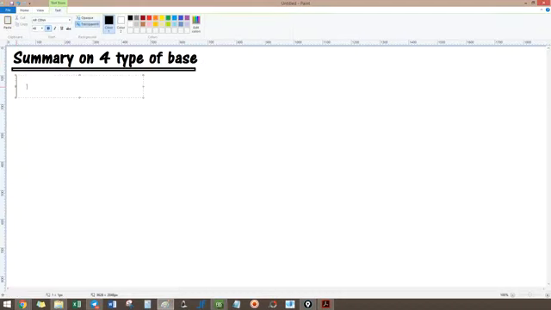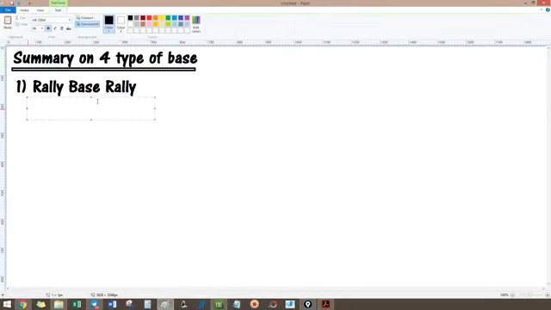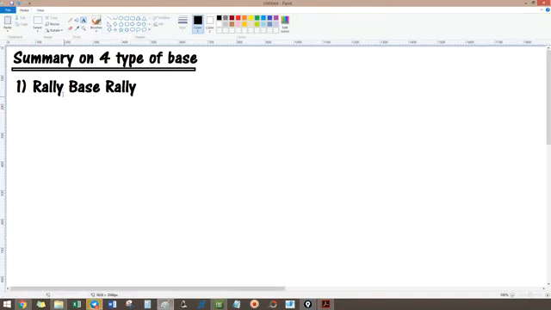So for rally base rally, number one, take rally base rally. Okay. Need to have 3 candles. Okay. I think I'll just draw it. It's easier. Rally base rally. This one, a 2, and a 3. Okay.